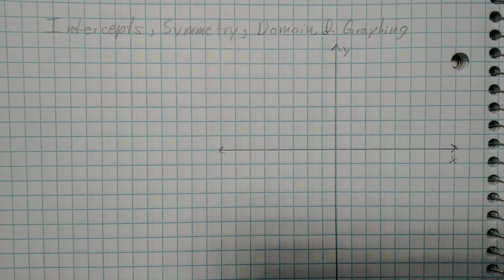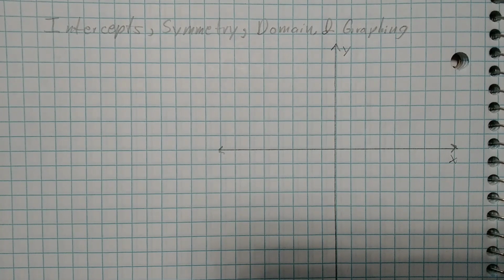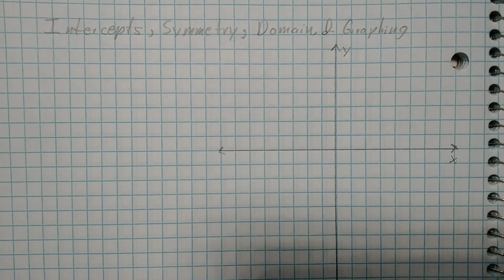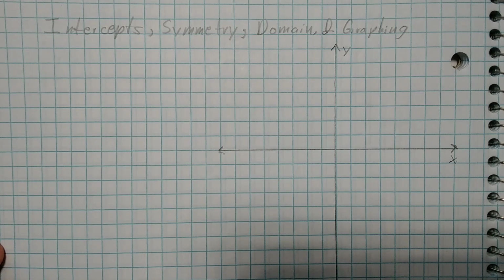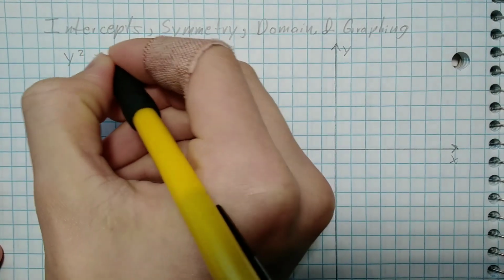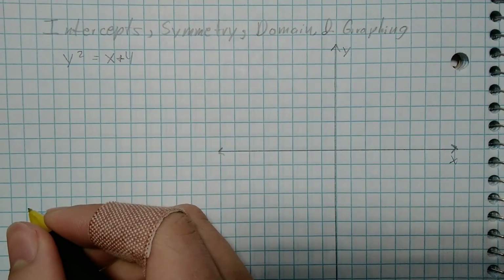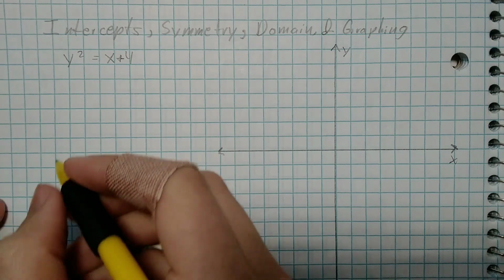So in this video, I want to be talking about intercepts, symmetry, domain, and graphing them. I've already explained how to find the intercept, symmetry, and domain and what they are. So for this equation, let's say y squared equals x + 4. I'm not really going to go into a detailed explanation of how to find those. I'm just going to do them real quickly here.